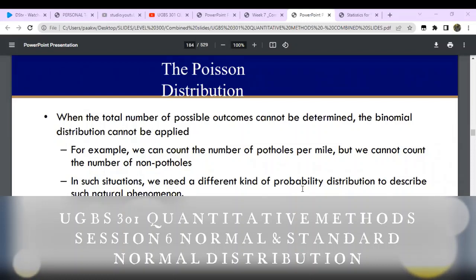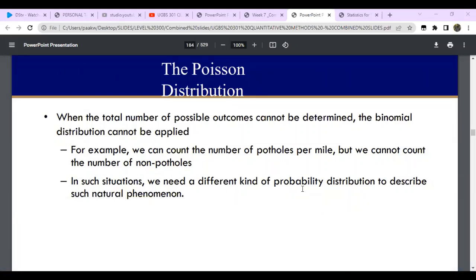Good evening. So today we are starting with Poisson distribution. Last time around we dealt with binomial distribution. Today we continue with Poisson distribution and move on to hypergeometric distribution, right?